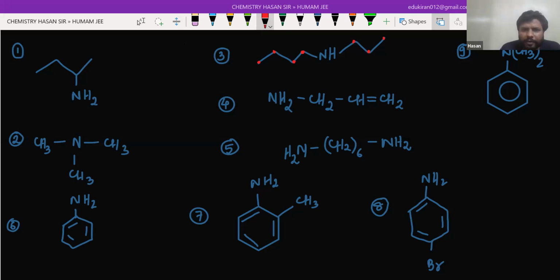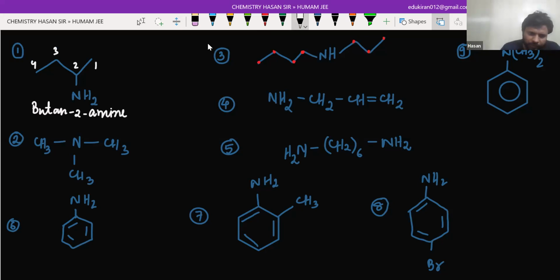Okay, I'm going to explain now. So see, this is your 1 degree amine, so you can number it from here so that it will get the lowest position. So what will its name be? But and single bond, so butane, 2-amine.